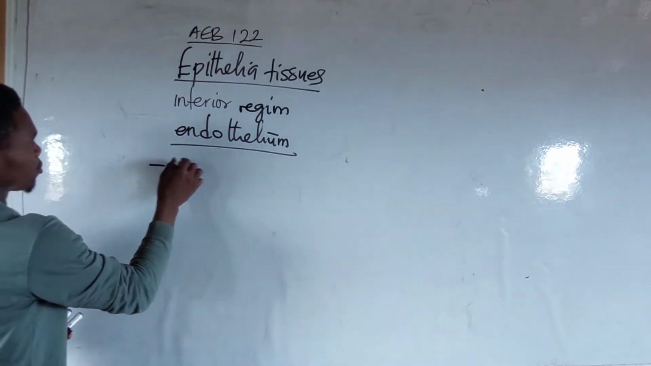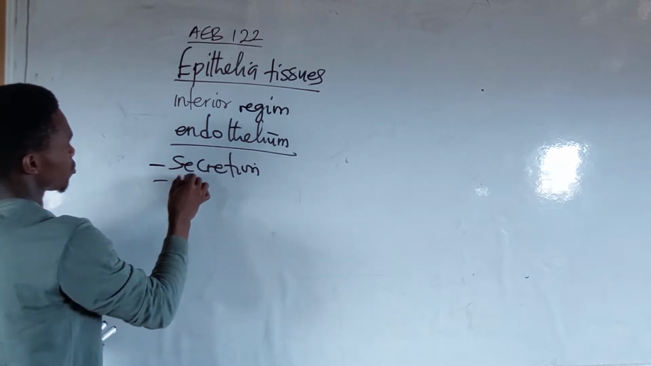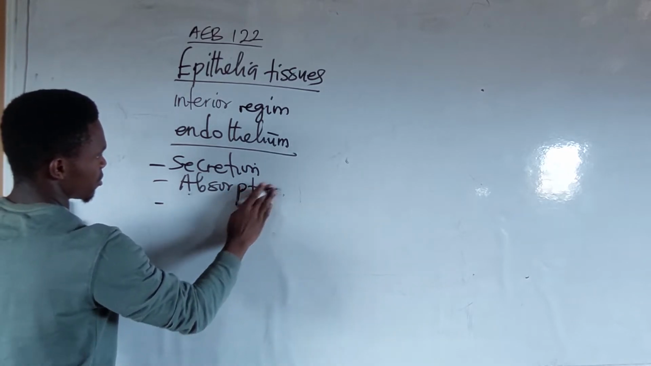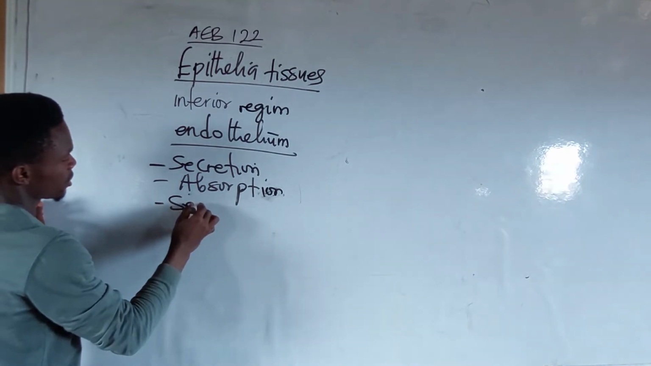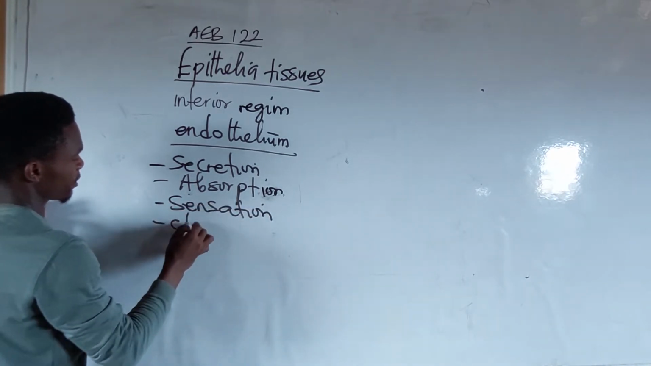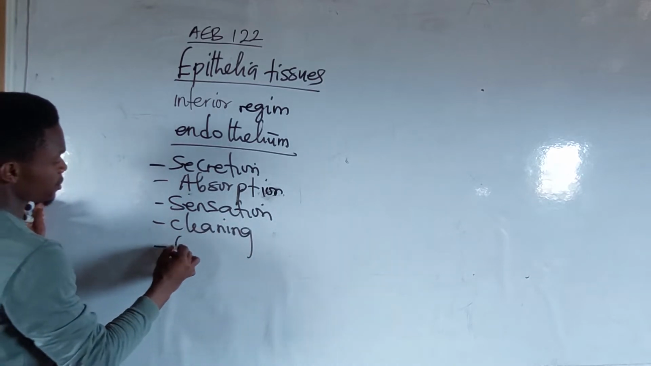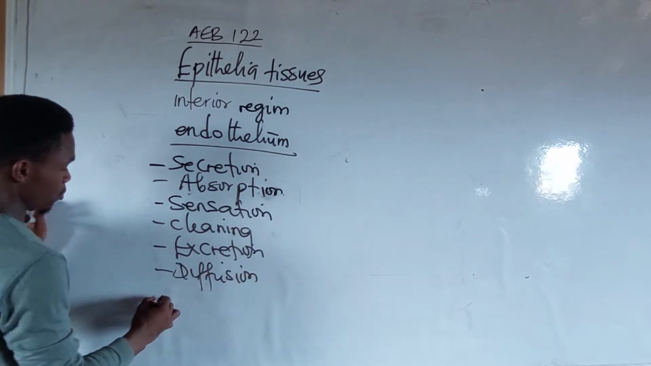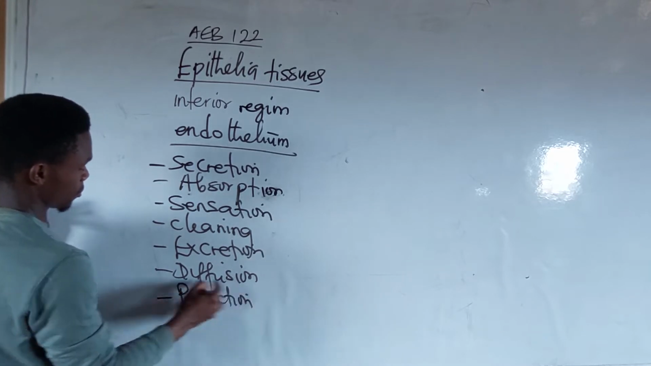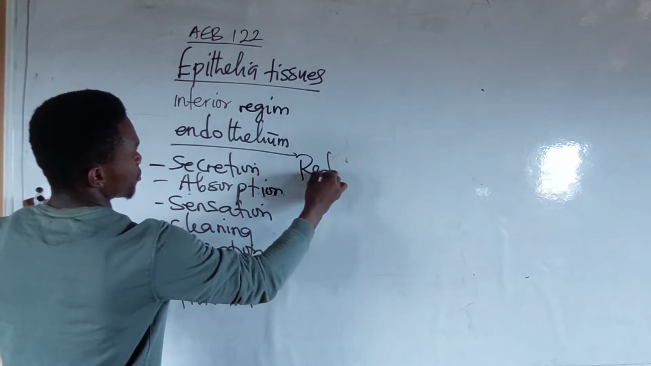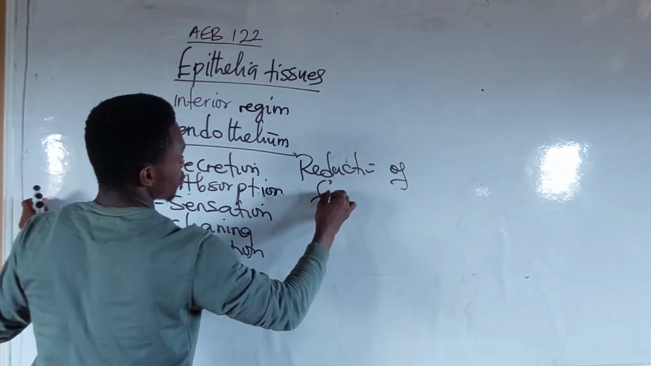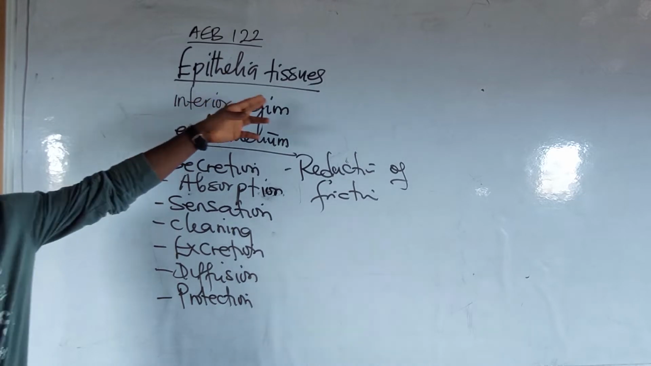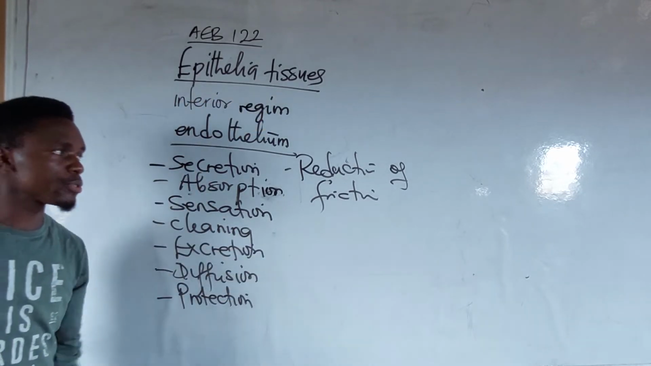I say it does a lot of functions. We have secretion, absorption, sensation, cleaning, excretion, diffusion, protection, and reduction of friction. So they may ask which of the following is not a function of the epithelial tissues. Please, all of these are functions of epithelial tissues.